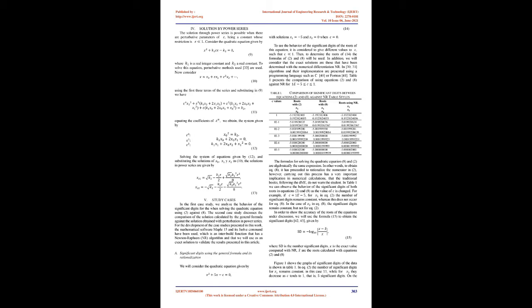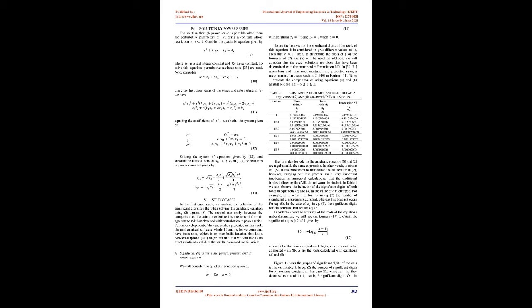In the case of EQ 8, the significant digits remain constant, but not for EQ 2. In order to show the accuracy of the roots of the equations under discussion, we will use formula 15 to obtain the significant digits, given by SD equals log 10, where SD is the number of significant digits, is the exact value computed with NR, and are the roots calculated with equations 2 and 8. Figure 1 shows the graphs of significant digits of the data shown in Table 1.